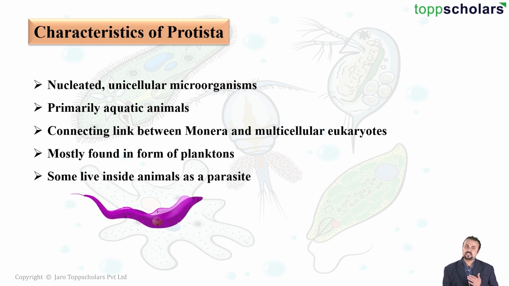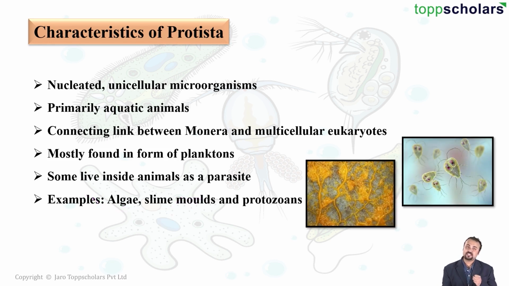Also students, some of them live inside humans and other animals as parasite. For example, malaria is caused by the Plasmodium vivax parasite. Moving on students, some examples of protists are algae. And when I say algae, I am mainly talking about unicellular algae. Other examples include slime molds and protozoans.